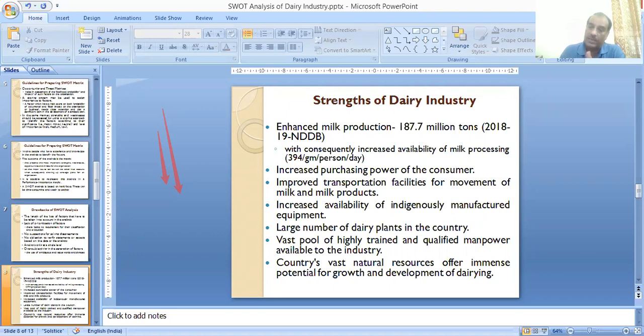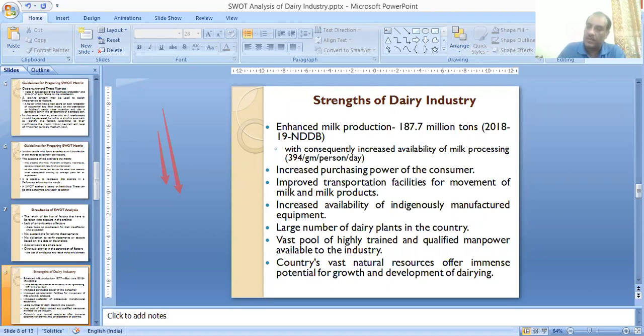The processing capacity is increasing. The purchasing power of the consumer is also increasing, which ultimately reflects in the demand. Demand is also increasing. Then we have different kinds of latest transportation facilities, which have made it possible to collect the milk from the production center to the processing center. Increased availability of indigenous manufactured equipment: domestic manufacturers are ready to supply different kinds of machines and equipment required for the dairy industry.